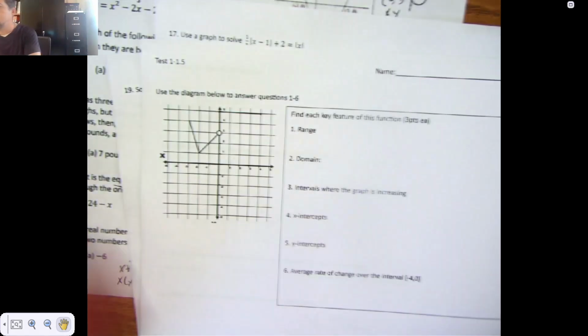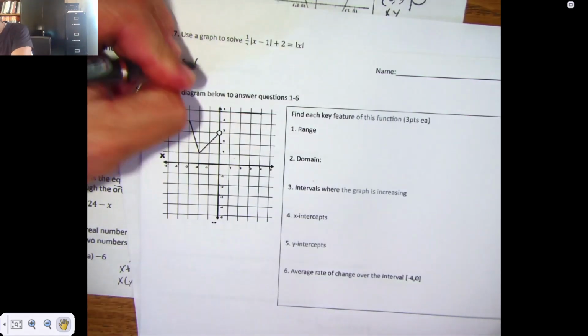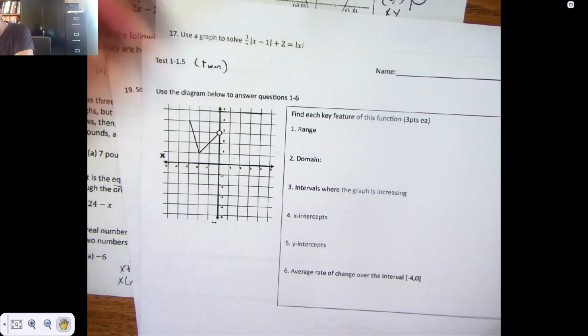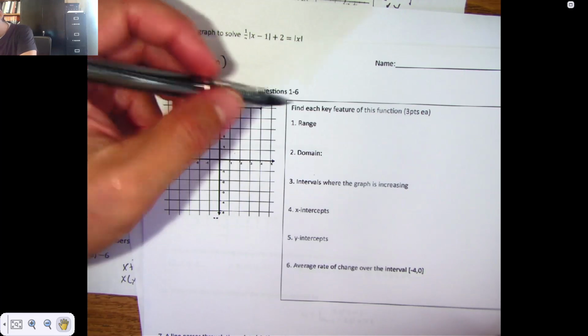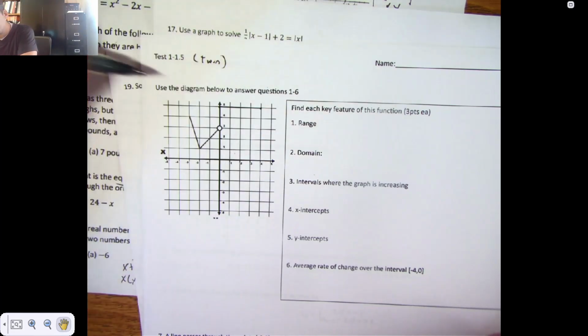Alright, so here we are looking at a twin for your next test, and I need to make sure this says twin. It is a grade. It'll be due the day you take the test. And this is from section 1.1, key features of graphs.